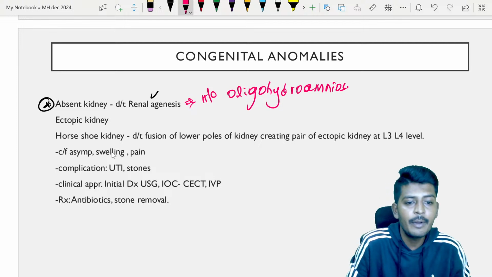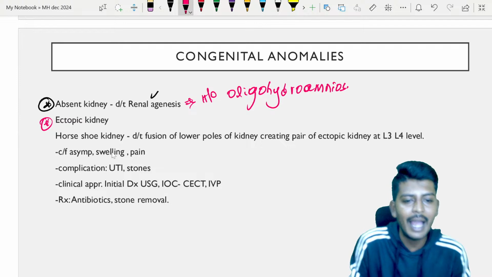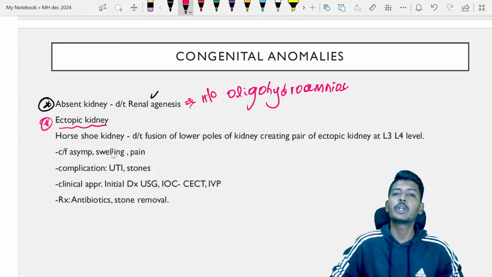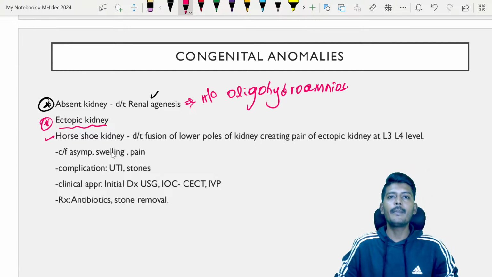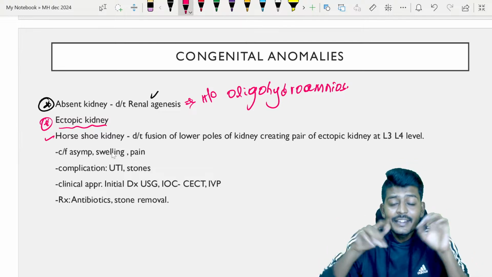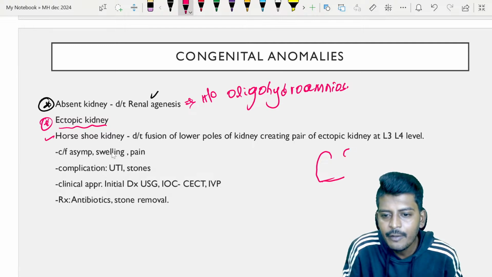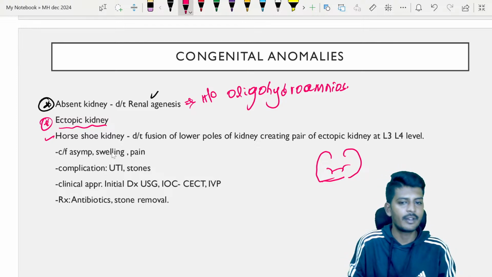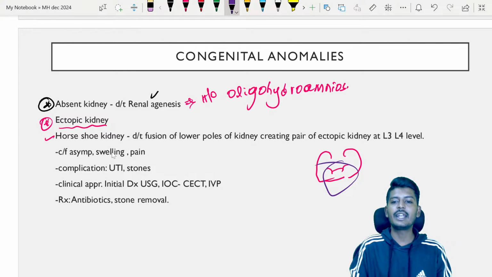Okay. There can be one more possibility: ectopic kidney. One of the major causes of ectopic kidney is horseshoe kidney. Normally kidneys are retroperitoneal and laterally located. Instead, both the kidneys get fused like this, at the lower poles. If the lower poles of the kidneys get fused, we call it horseshoe kidney.